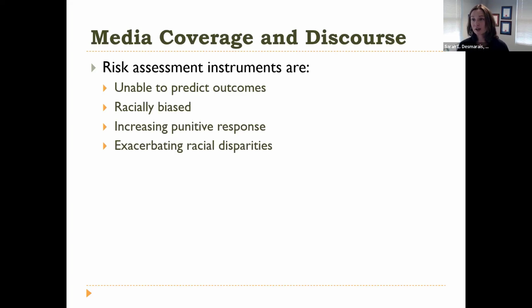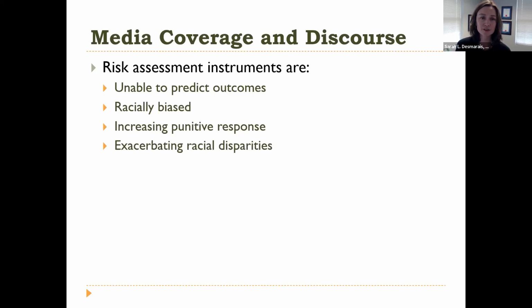The first: there's been a lot written and allegations made that risk assessment instruments simply are not able to predict outcomes, that it's a sham, that they are racially biased, that they're actually increasing punitive or restrictive responses, meaning that their use is resulting in more people being in detention in jails, in prisons, or in hospital settings, and that they are exacerbating racial concerns. These are incredibly important concerns that we should really look at.